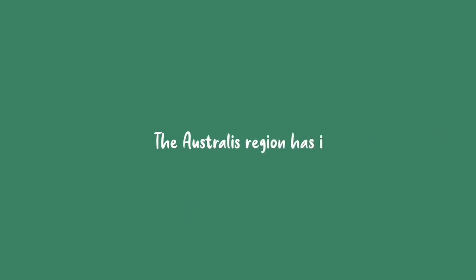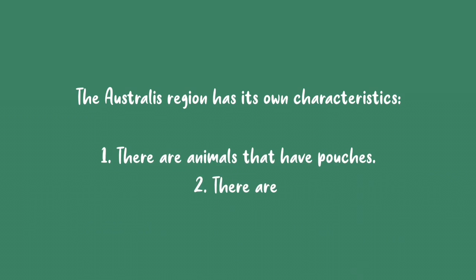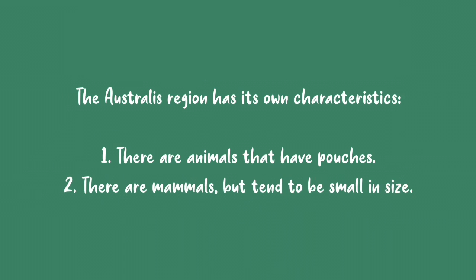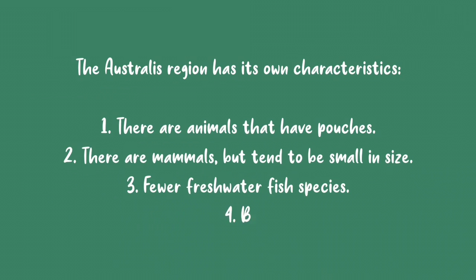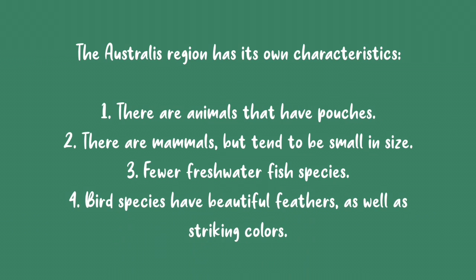The Australis region has its own characteristics. 1. There are animals that have pouches. 2. There are mammals but tend to be small in size. 3. Fewer freshwater fish species. And 4. Bird species have beautiful feathers as well as striking colors.